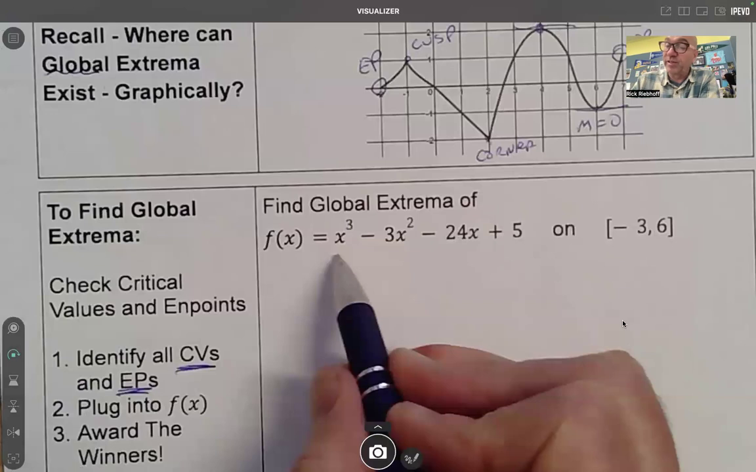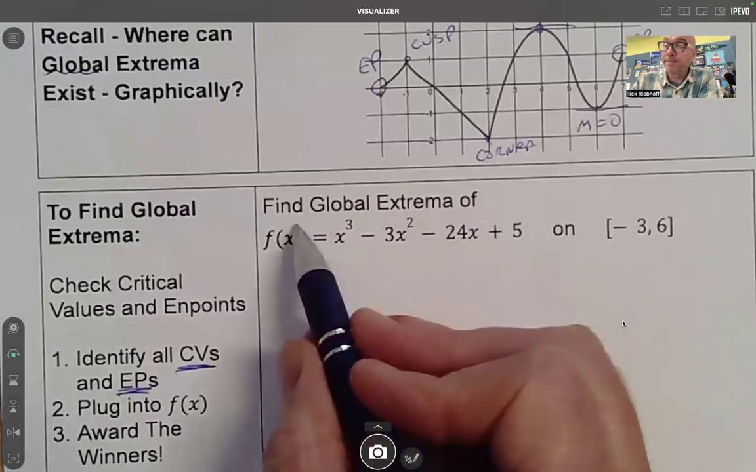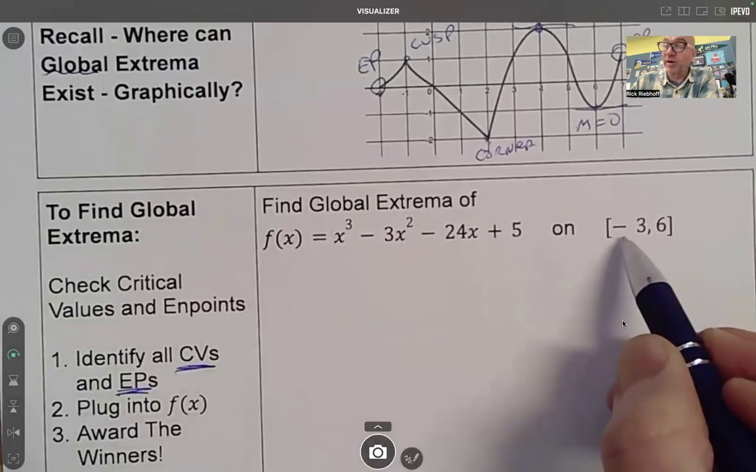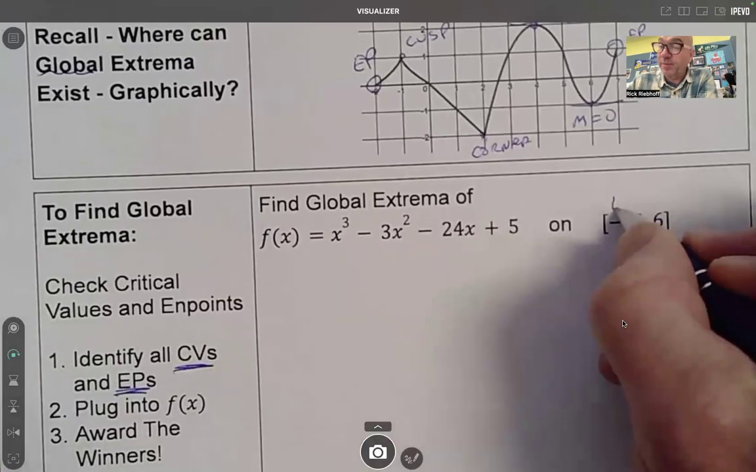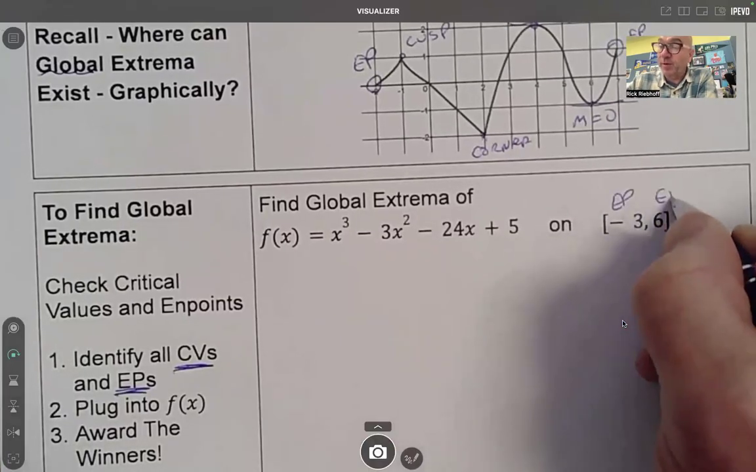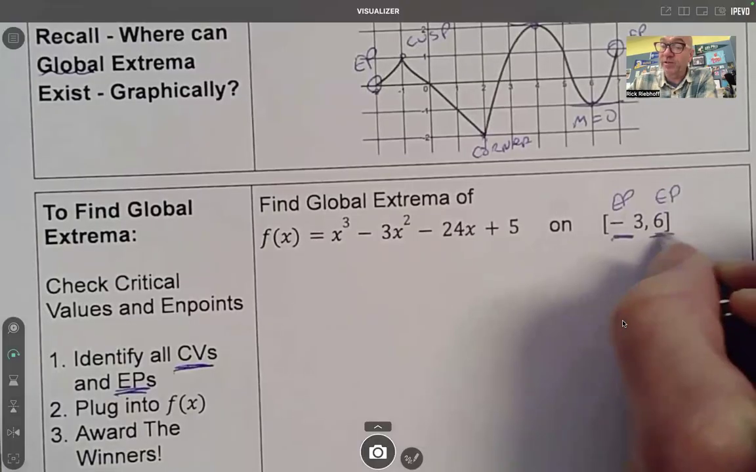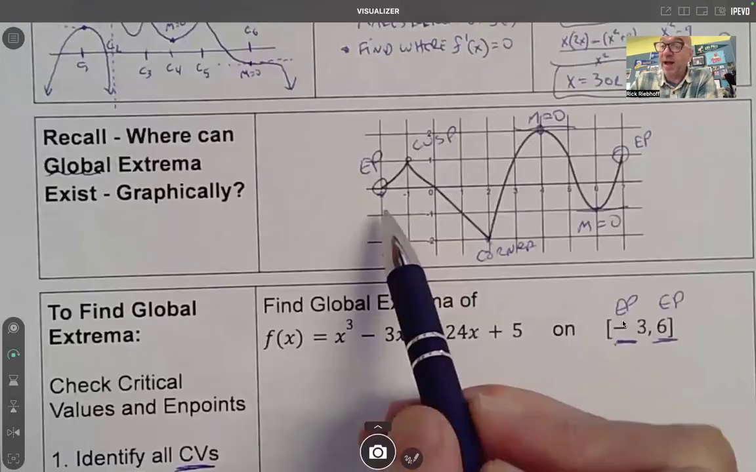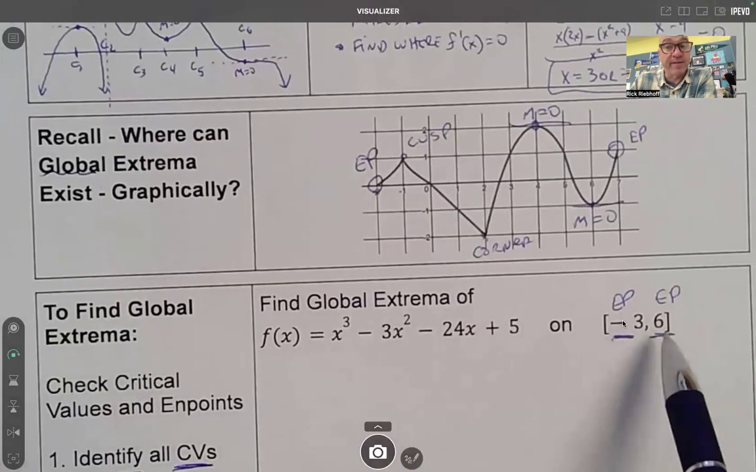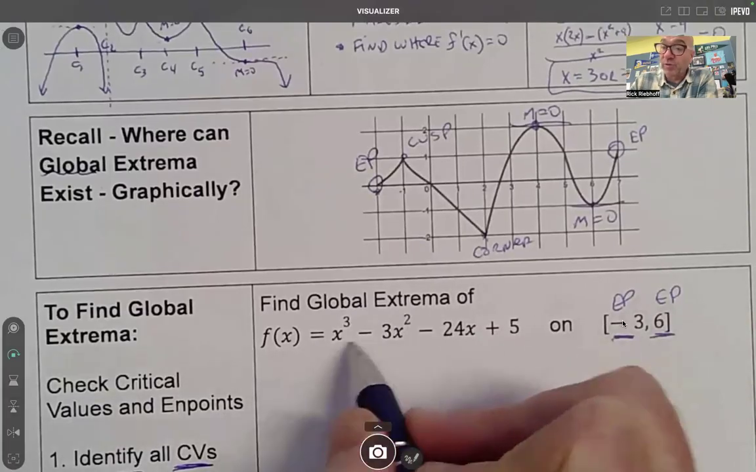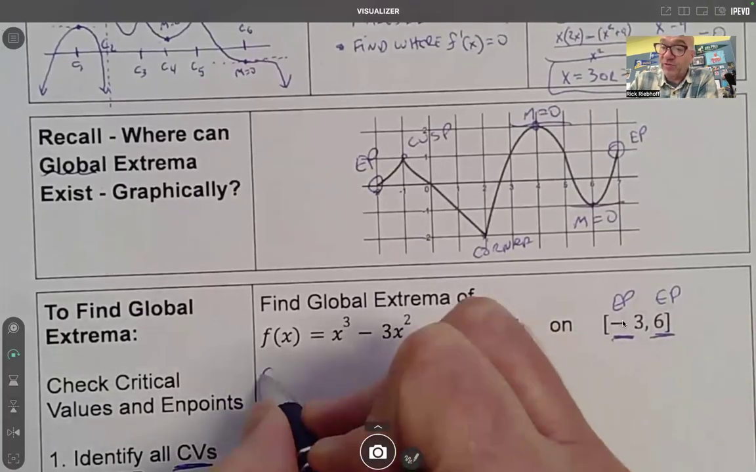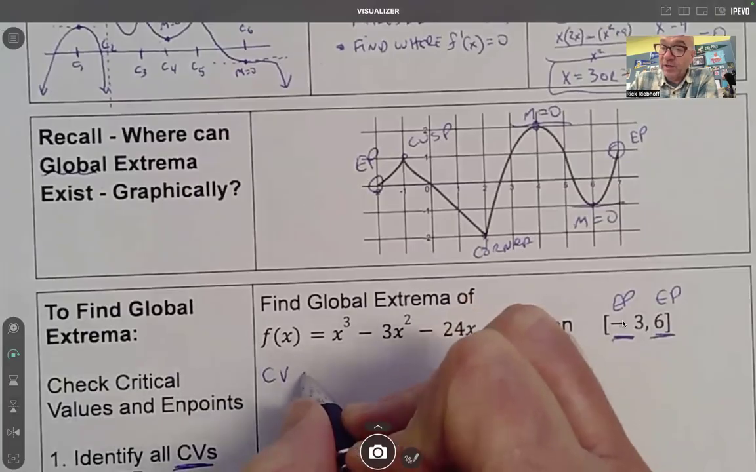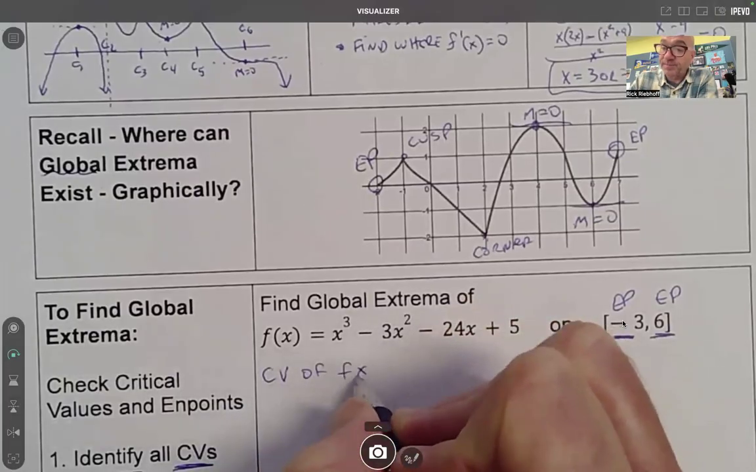So we're using this equation on this interval. We're starting at negative 3. So this is an endpoint and this is an endpoint. Those are two things I'm going to check, because the max can happen at an endpoint. So I'm going to include those in the things that I check. I'm also going to find the critical values of f of x.